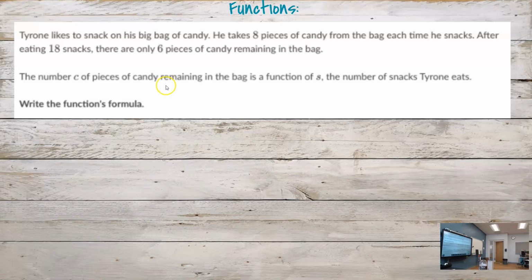This is a nice question because it's tricky in the sense of it's missing the initial value. Right? We're given the slope, kind of. We're given that every time he snacks, it's 8 pieces. And after he snacks 18 times, there are 6 pieces remaining.